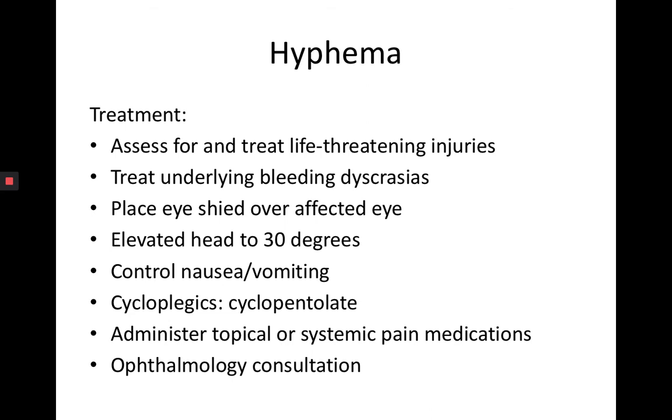So treatment starts with assessing for and treating any life-threatening traumatic injuries, and also treating any underlying blood dyscrasias. It's important to place an eye shield over the affected eye and raise the head of the bed to 30 degrees, control nausea and vomiting, and do everything that you would normally do for elevated intracranial or intraocular pressure.